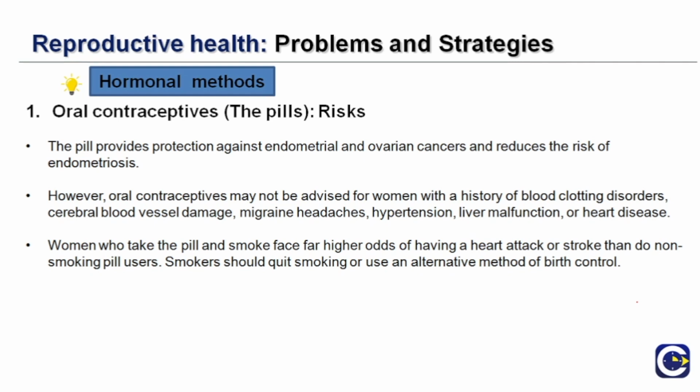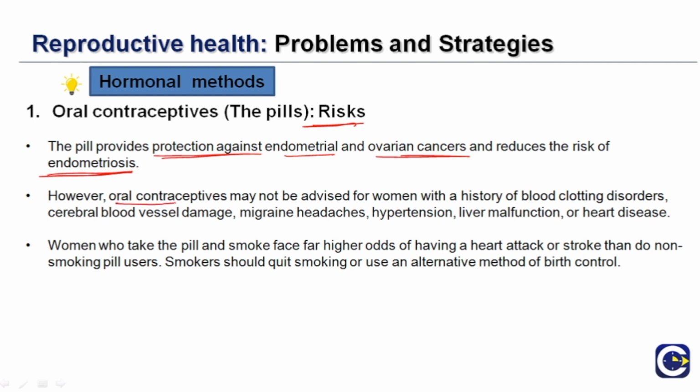So again, let's talk about certain risks that the contraceptive pills have, and these risks can provide certain advantages and some disadvantages. The pills provide protection against endometrial and ovarian cancer and reduce the risk of endometriosis. So although there are risks, these are kind of positive risks.